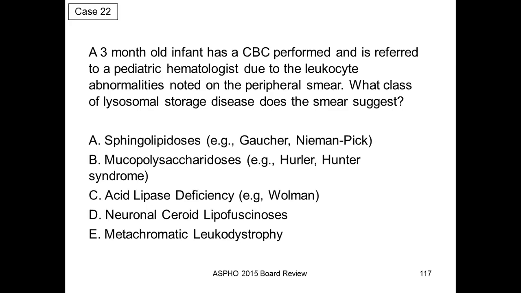This is a case from a 3-month-old infant who had a CBC performed, and the infant was referred to a pediatric hematologist due to the leukocyte abnormalities noted on the peripheral smear. So what class of lysosomal storage disease does this smear suggest? Could it be representative of sphingolipidosis, mucopolysaccharidosis, acid lipase deficiencies, neuronal ceroid lipofuscinosis, or metachromatic leukodystrophy?